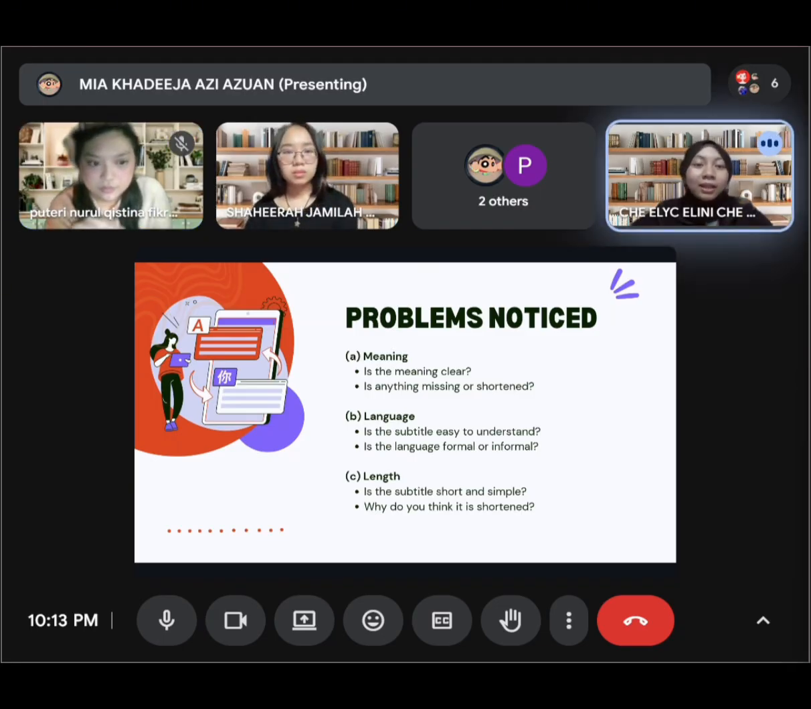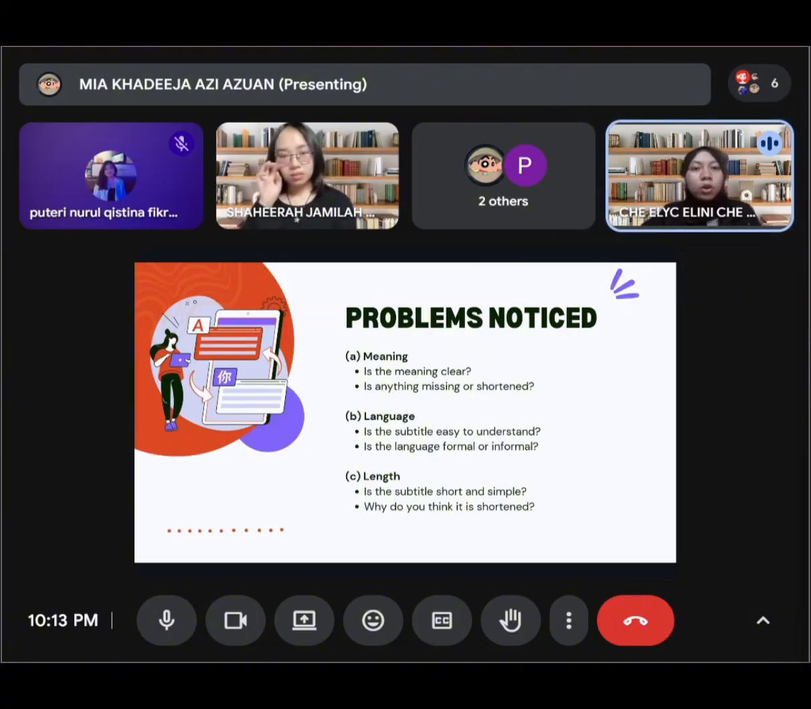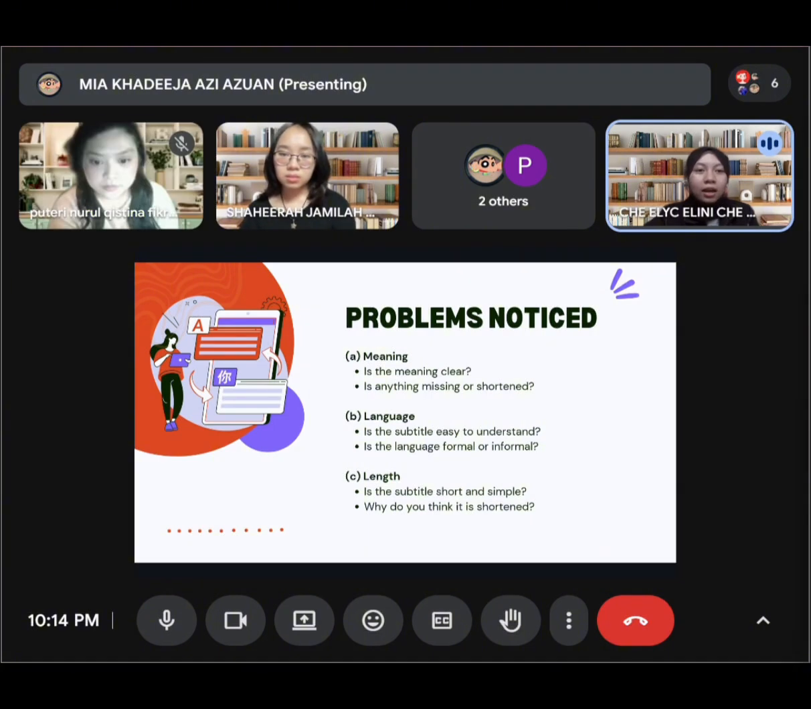So I'm going to start with the meaning. In terms of meaning, most of the subtitles generally follow the original dialogue, but some lines are not fully clear. For example, the line "you do the math" is translated as "awak yang buat kira", this sounds unnatural in Malay and does not fully convey the implied meaning, which is asking the listener to logically figure it out themselves.